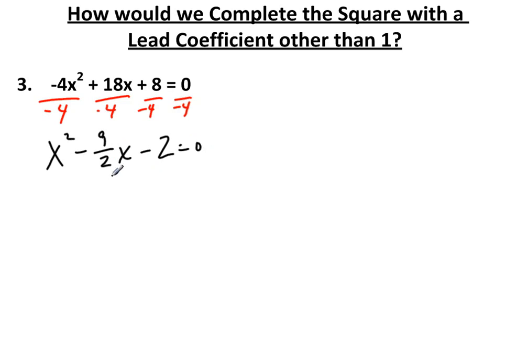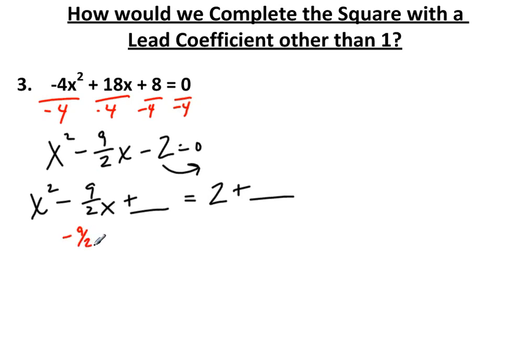I'm going to start off the same way. I'm moving the negative 2 over, so I get x squared minus 9 halves x plus blank equals positive 2 plus blank. Now you might think, how am I possibly going to take a fraction and divide it in half? Remember, dividing a fraction in half is the same thing as multiplying by 1/2. Dividing by 2 is the same as multiplying by 1/2. So if I take negative 9 halves and divide it by 2, it's the same as multiplying by 1/2. That just gives me a negative 9/4.